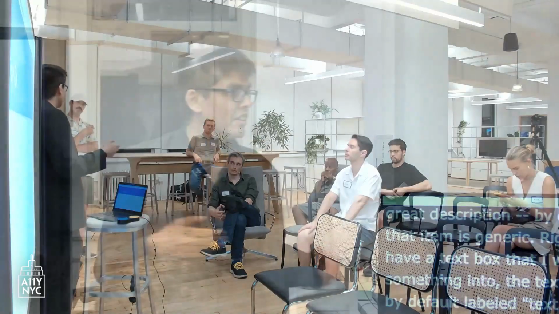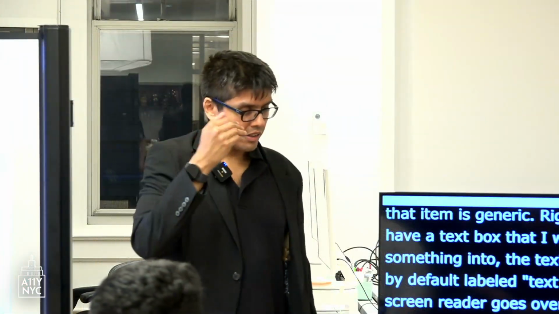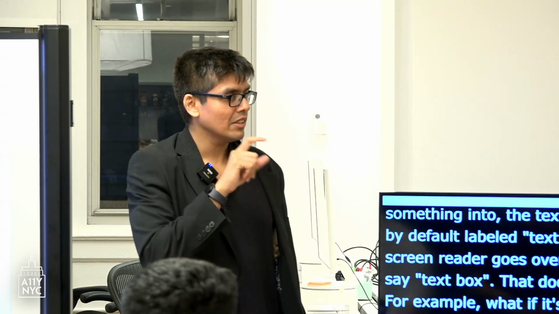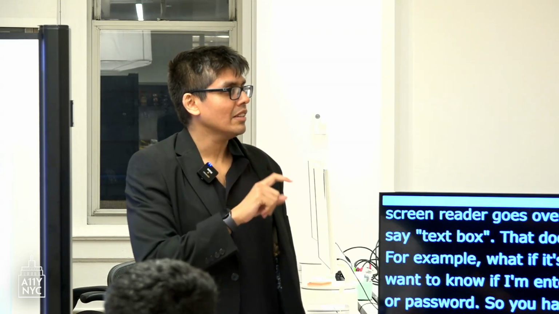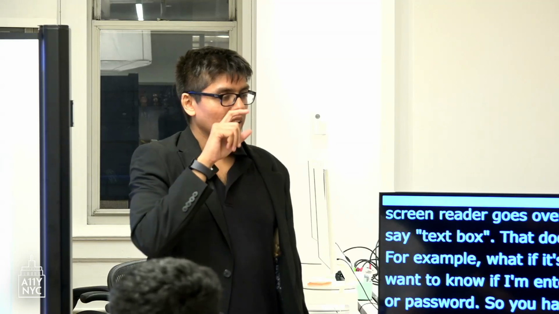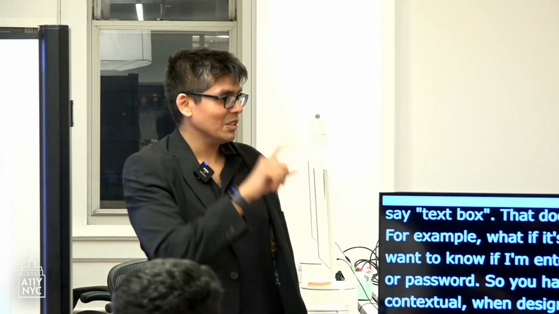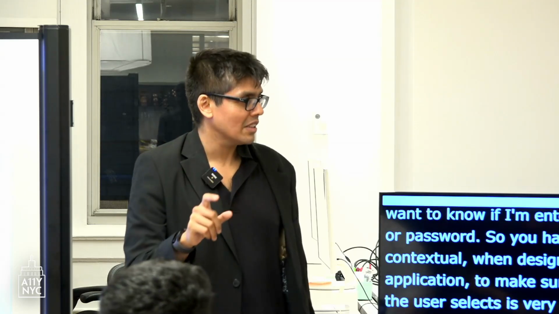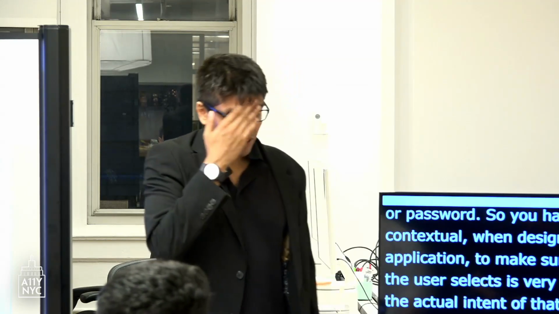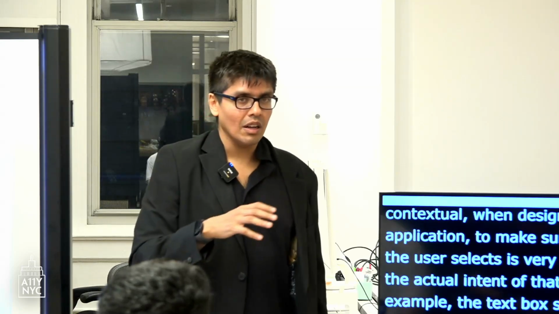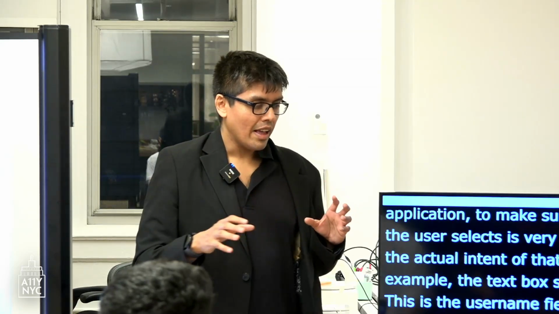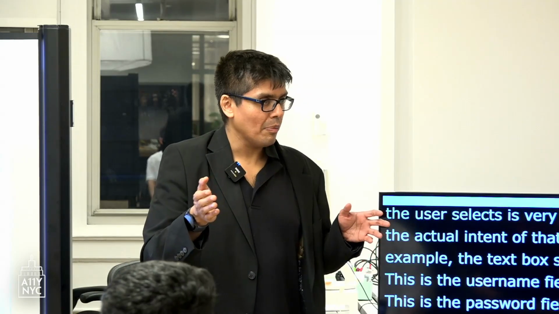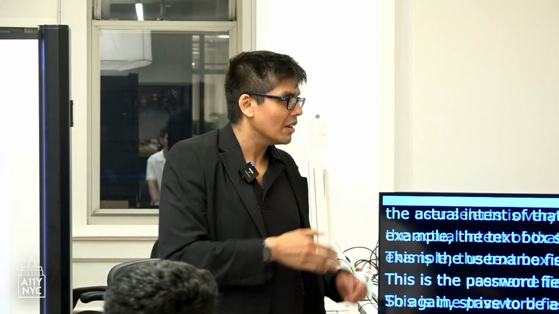So you have to be very contextual when designing your application to make sure that the item the user selects is very descriptive of the actual intent of that item. For example, a text box should actually say, this is the username field, enter so-and-so. This is the password field, enter so-and-so. So again, strive to be as descriptive as possible about the interaction as you would use it, as a developer who's also putting themselves in the shoes of the user, if that makes sense.